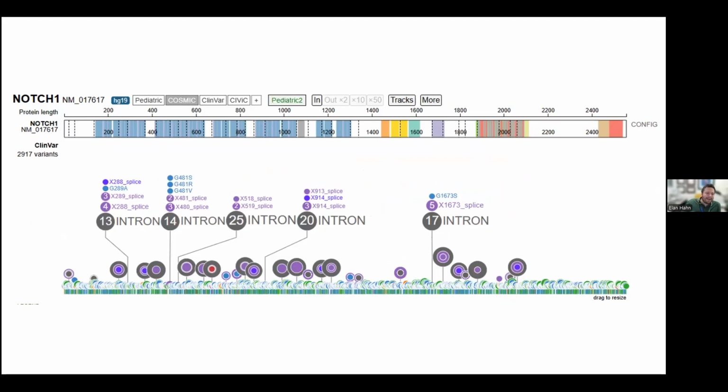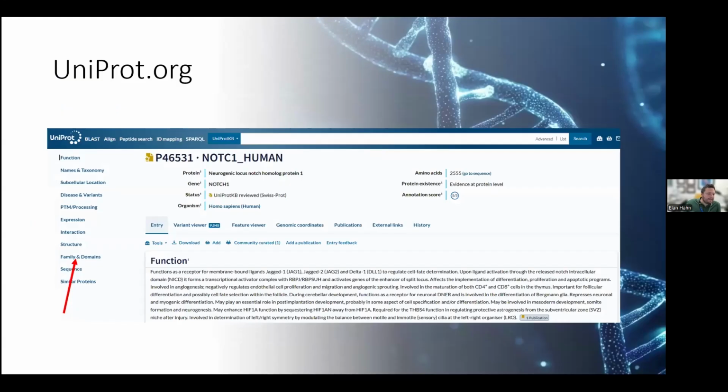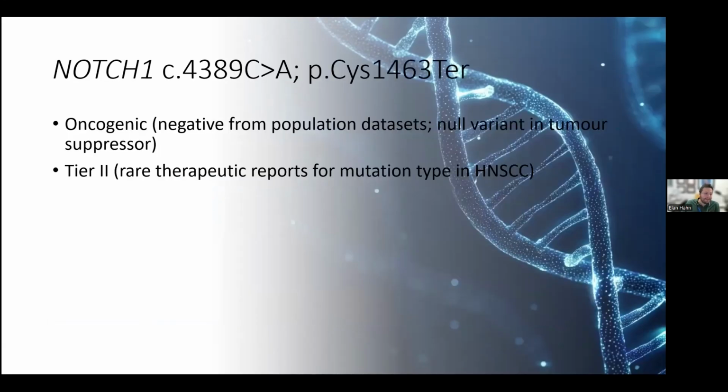Another way we could look at the protein domains is UniProt. Here you could see the function of the gene, and on the left-hand side, if you click on family and domains, it will take you to the domains of this gene. Sometimes there's a little bit of a difference between ProteinPaint and UniProt, and you may want to look at the literature to see if anybody's done more work looking at the specific functional domain locations of specific genes.